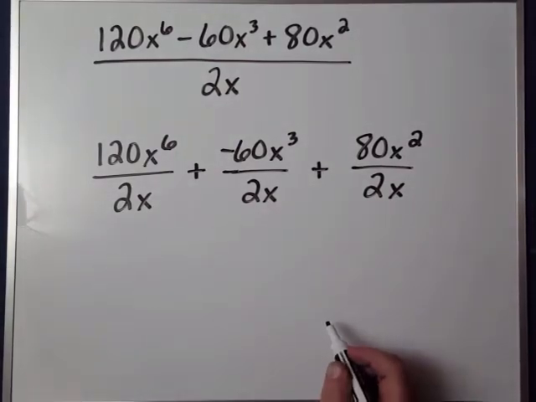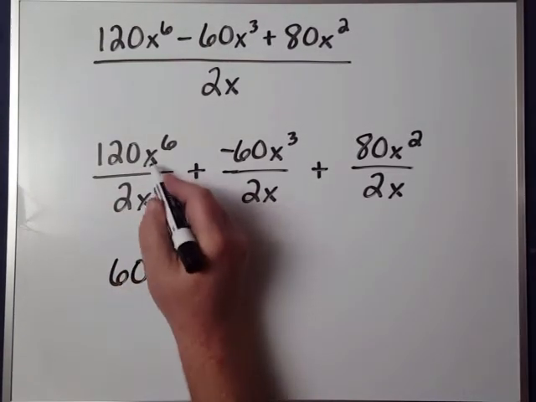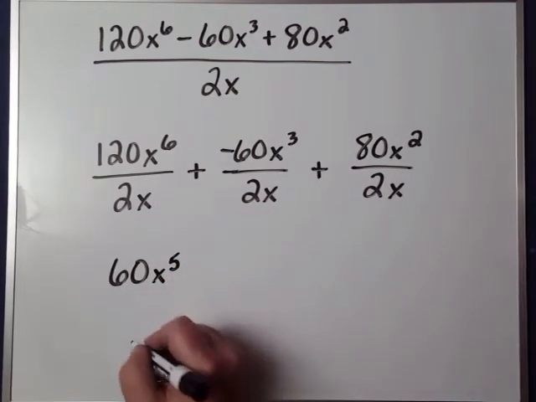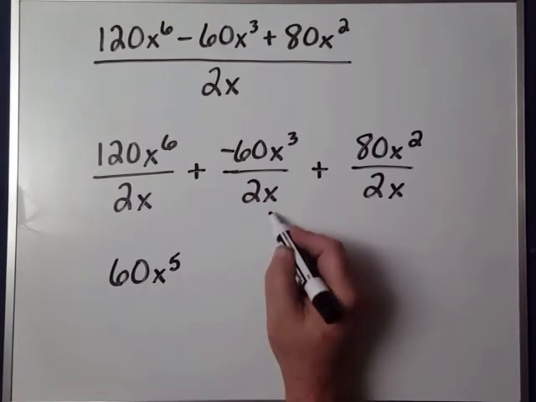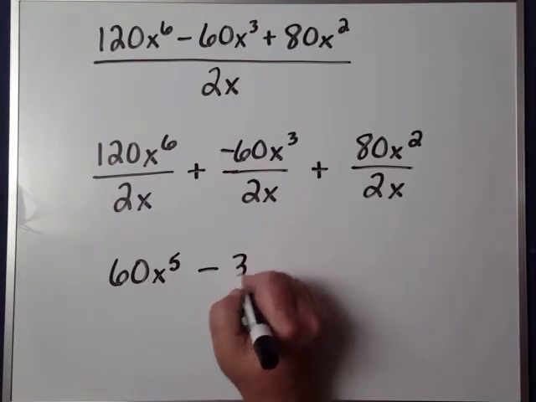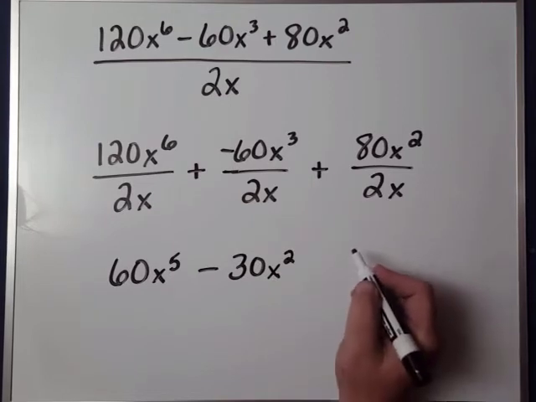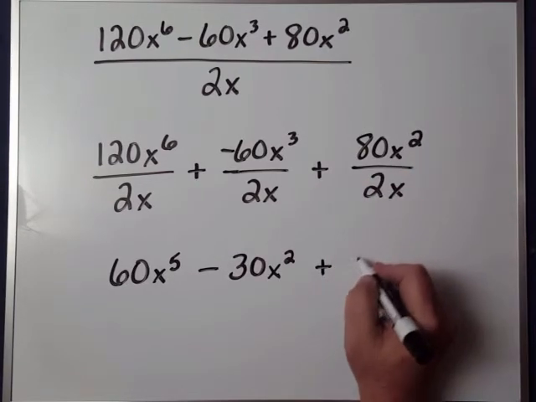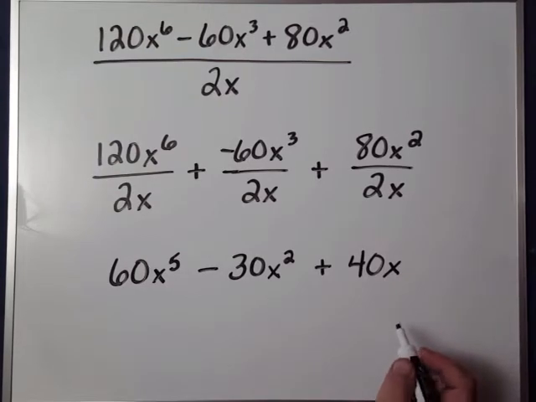Now simplify each term. 120 over 2 is 60. x to the 6th over x, how many are left and where? 5 x's in the numerator. Nothing remains in the denominator. That would be over 1. We don't write over 1. My middle term, negative 60 divided by positive 2 is going to be minus 30. x cubed over x leaves x squared. 2 factors of x in the top. Nothing left behind in that denominator. And plus 80 divided by 2 is 40. x squared over x leaves 1 factor of x in that numerator.